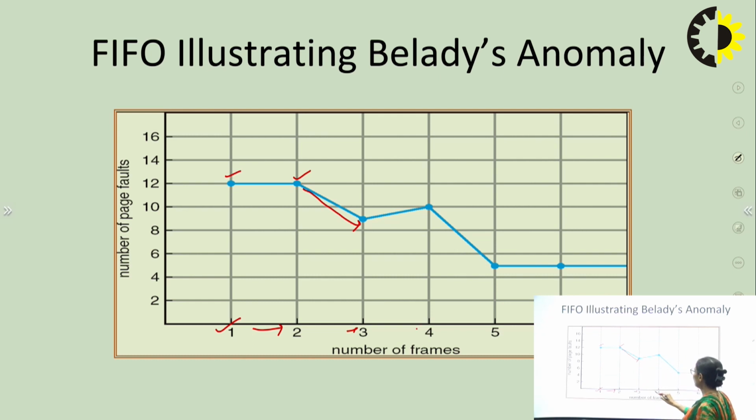With 4 frames, again my page faults, instead of going down, go up. So here the FIFO algorithm is exhibiting Belady's anomaly. With an increase to 5, again there is a drop, but at 6, a constant has been achieved. So if you look at the graph at this particular point, the FIFO algorithm suffers from Belady's anomaly.